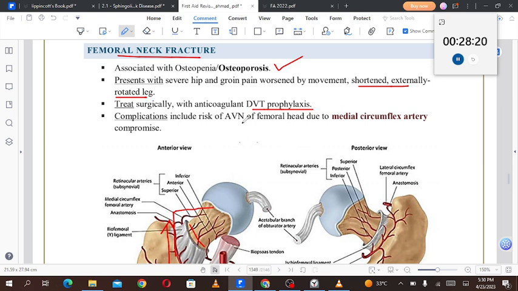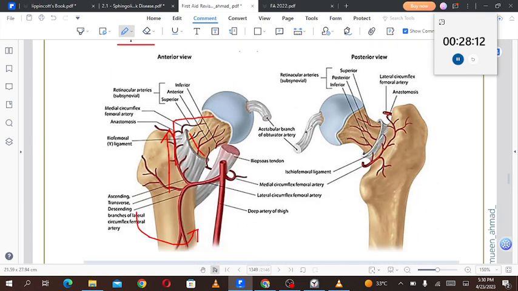anticoagulant. Complications include risk of AVN, avascular necrosis of the femoral head due to medial circumflex artery compromise. Medial circumflex artery, where is that? Let me remove all of these things. The medial circumflex artery is over here. This is the medial circumflex artery and the lateral circumflex artery. So medial circumflex artery, if you can see over here, this is the medial circumflex artery.